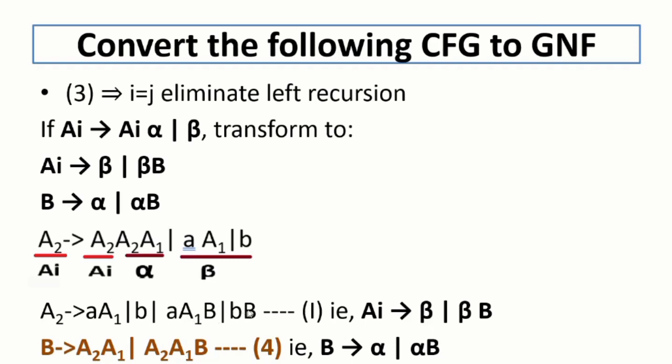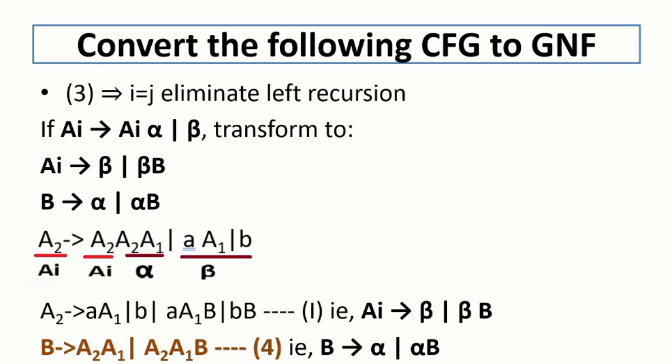And next equation, B tends to alpha or alpha B. So B tends to alpha, which is A1. Here you substitute A1 or alpha B, then you multiply with capital B, A1 B. So this production we consider as equation number 4.